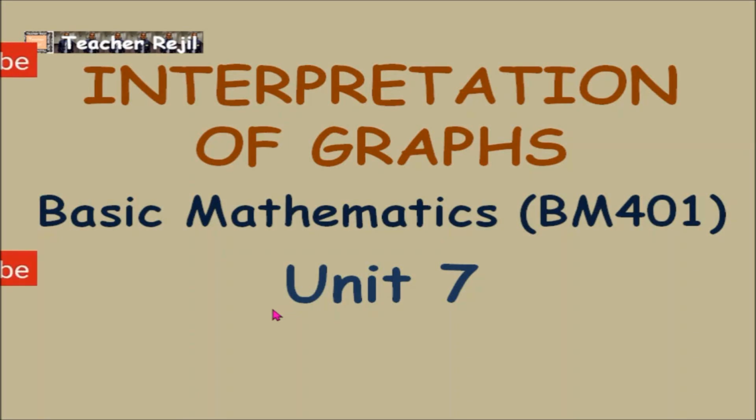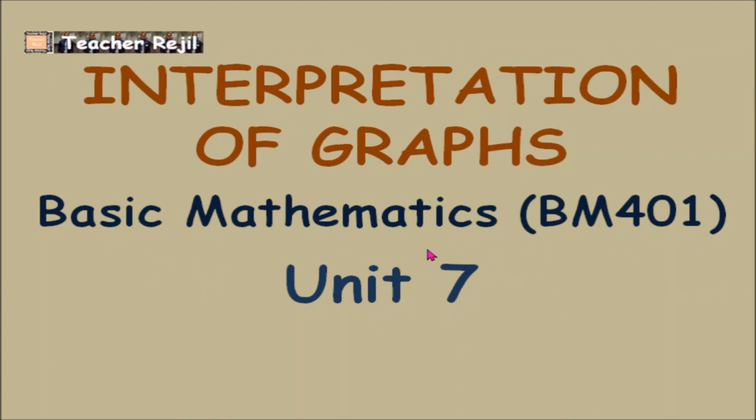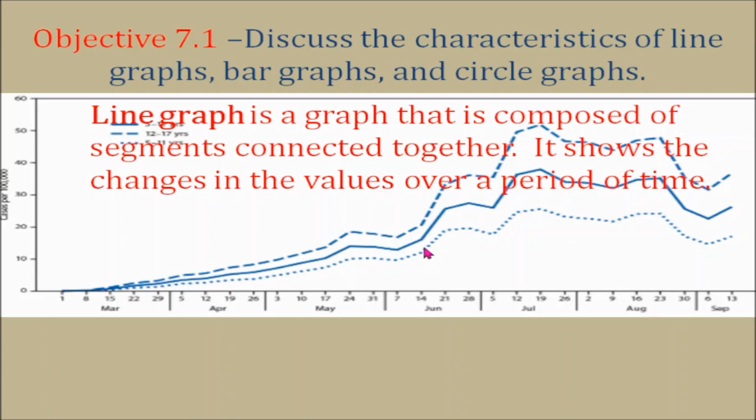Interpretation of graphs is Unit 7 of the course Basic Mathematics. Objective number 1. Discuss the characteristics of line graphs, bar graphs, and circle graphs.